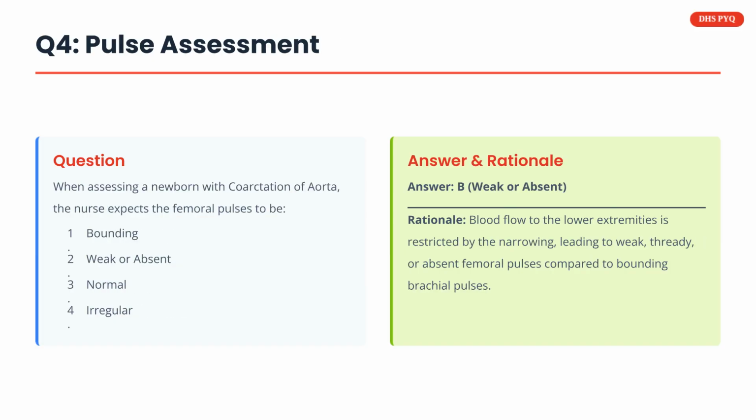Question 4. When assessing a newborn with coarctation of aorta, the nurse expects the femoral pulses to be. The answer is B. Weak or absent, due to restricted blood flow to the lower extremities.